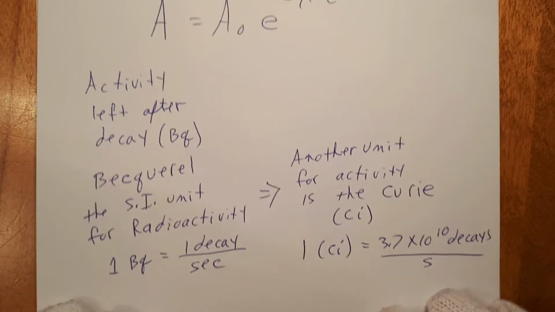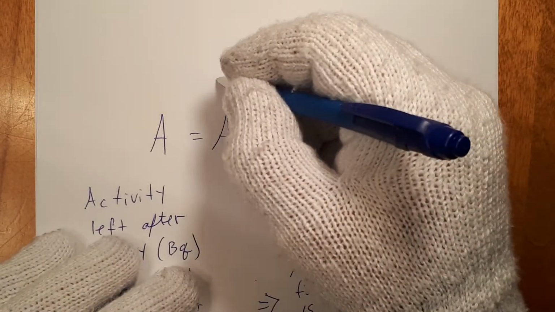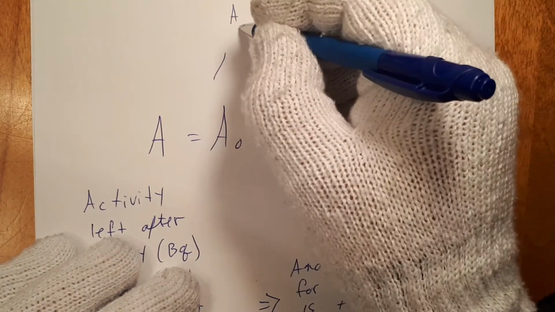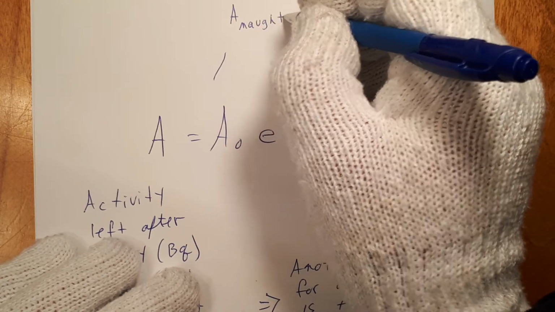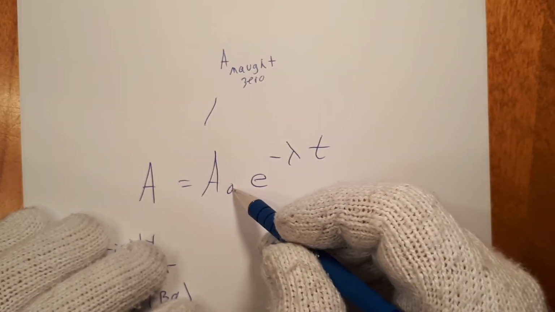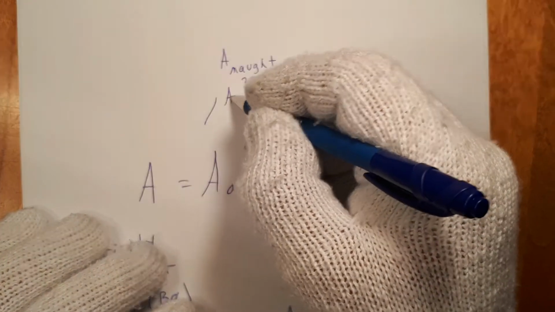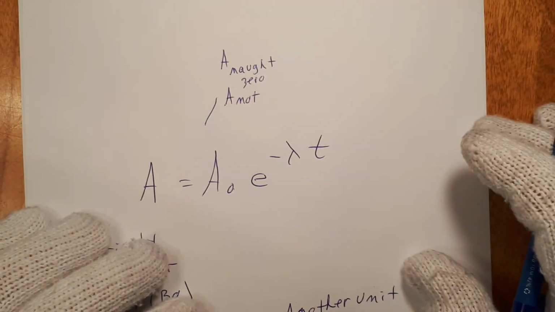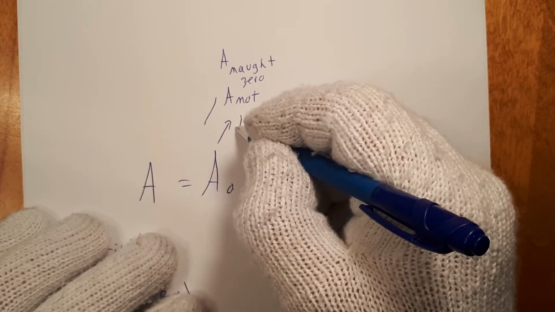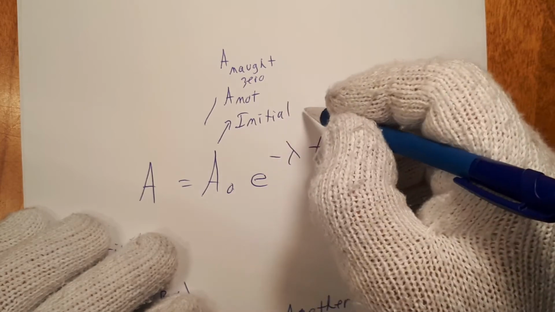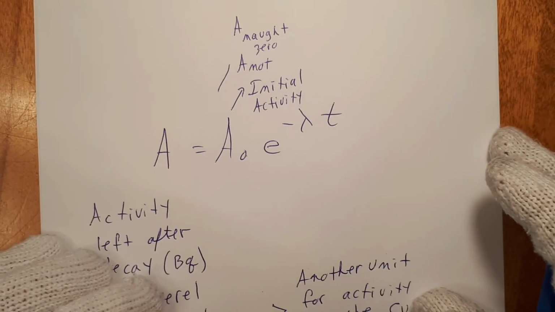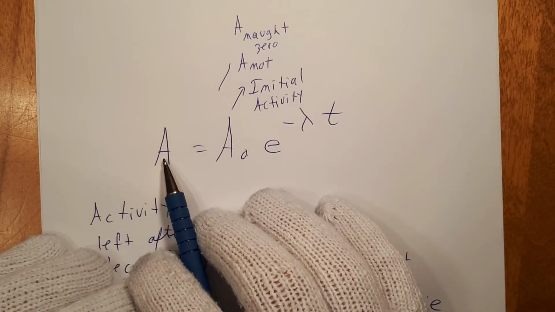Going back to our equation, A naught. This is the initial decay, and it's pronounced A naught. Naught is the Old English word for 0. We have A sub 0, and it's pronounced A naught. Sometimes I write it A naught. And A naught is the initial activity. What we start with, and over a period of time, this is what we are left with.